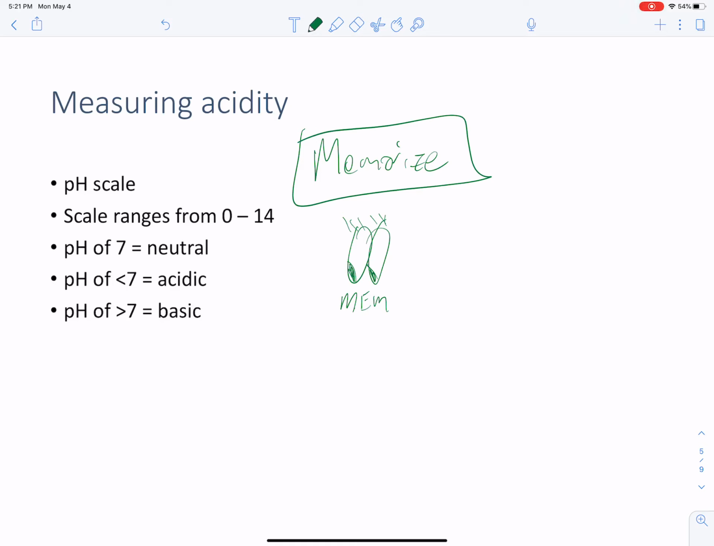So we have something called a pH scale. The pH scale ranges from 0 to 14. A pH of 7 is absolutely completely neutral. A pH less than 7 is acidic, and a pH more than 7 is basic. Blood, its pH is right around 7.4. So it's a little bit basic, kind of contrary to what you might think.